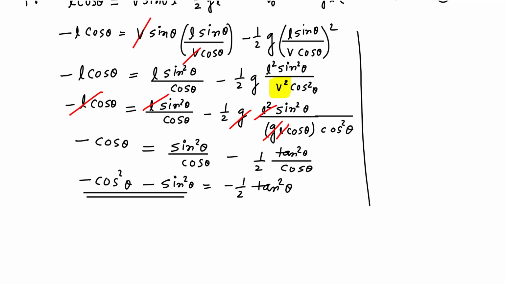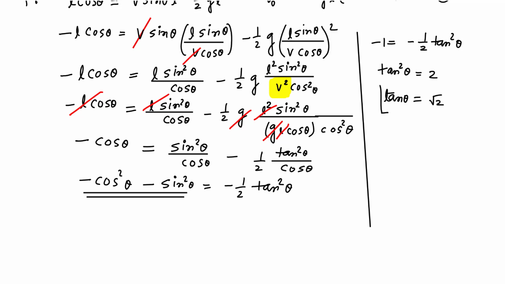So now I can write here, minus 1 is equal to minus half tan square theta. So in other words, we can say tan square theta is equal to 2. So now tan theta is equal to root 2. So this means when this makes an angle where tan theta is equal to root 2, the string becomes slack.